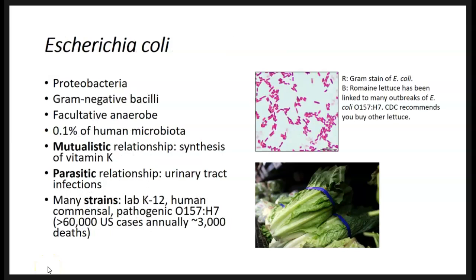So what are some of these prokaryotes that you should know about? First is Escherichia coli, or E. coli, as it's known. It's a proteobacteria. It is a gram-negative bacilli. It's a facultative anaerobe, so it is able to live both in the presence of oxygen and in its absence.